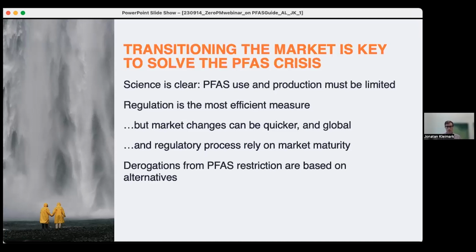So both of these two different ways of dealing with the PFAS actually are very related and very interconnected. One example of this is, of course, that within the PFAS restriction, which is proposed right now and under scrutiny from ECHA, the European Chemicals Agency, the derogations from a restriction, meaning what is exempted from being banned, are based on the availability of alternatives. So what is on the market dictates what is regulated.